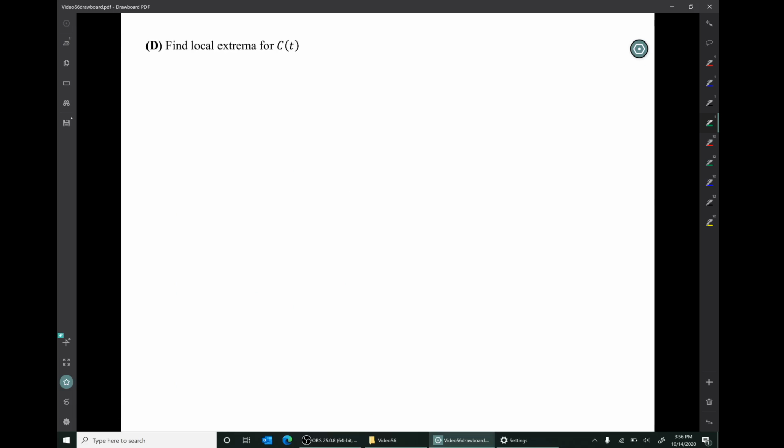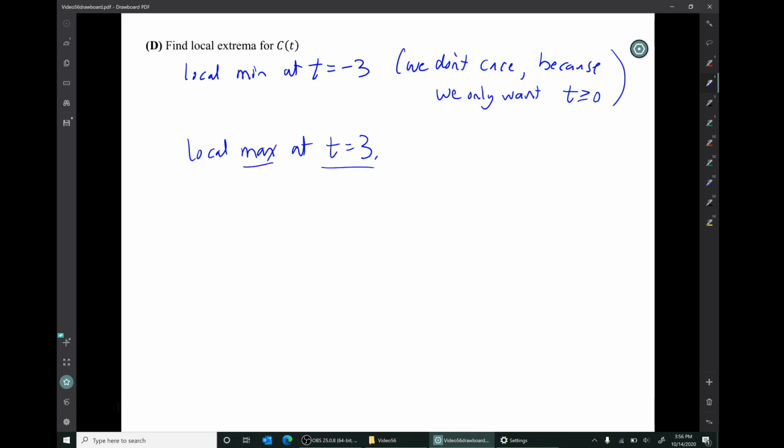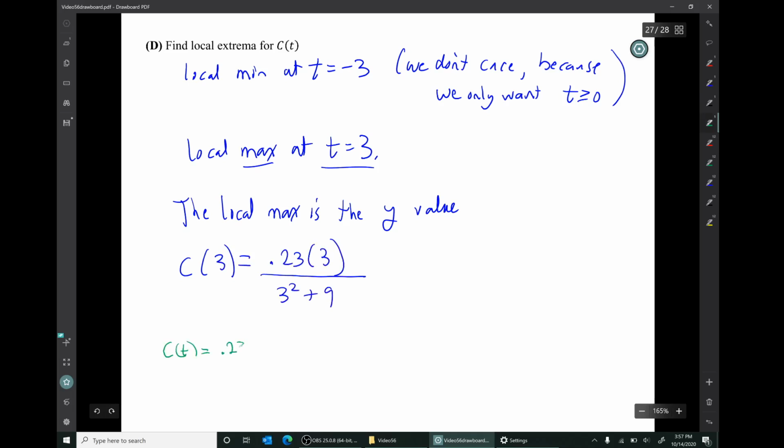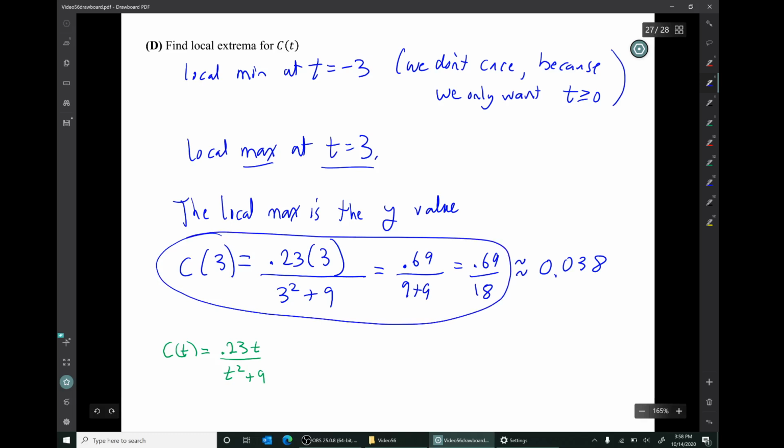Find the local extrema. Well, I'm just going to do the local extremum at t equals 3. So we only care about this local max at t equals 3. So we have to find the local max. That means we have to plug t equals 3 into the formula for c(t). So the result is that c(3) is the local max. In other words, it's this y value, 0.69 over 18, which is about 0.038. And we write this equation, c(3) equals 0.69 over 18. That gives us the value of the local max, and it tells us the value of t where it occurs.